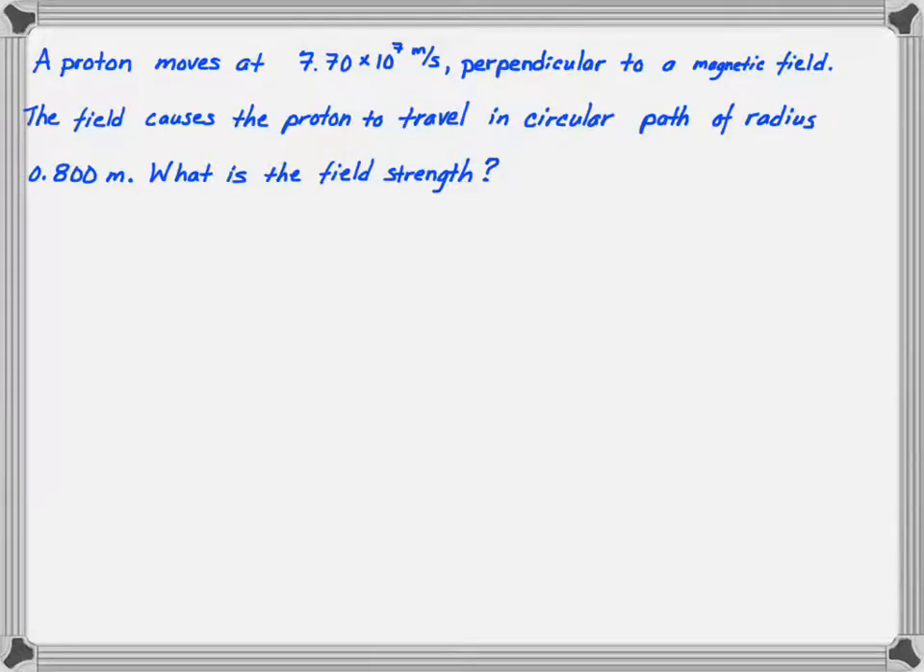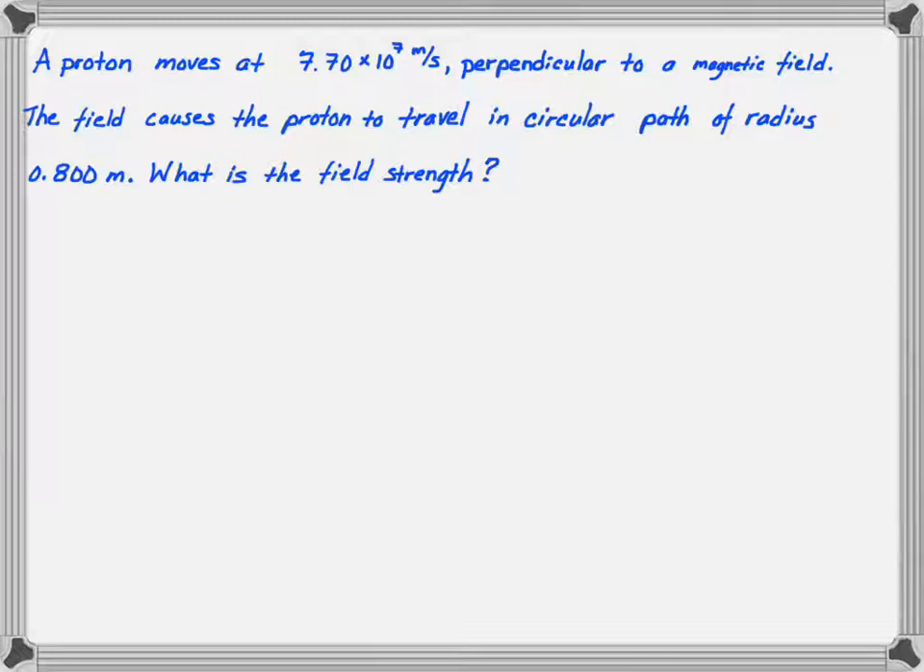Okay, this is a look at problem 4 from the homework from WebAssign, assignment 17. This is problem 4. So what we have is a proton. It's moving at a speed. In my case, my speed was 7.70 times 10 to the 7 meters per second. That's the velocity of my proton, positive charge.